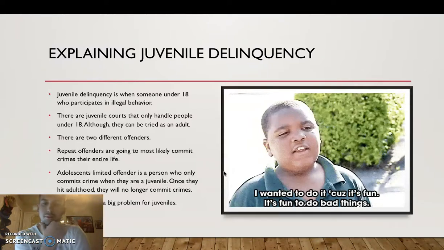There's two different types of offenders. There is repeat offenders, and then there's two names for the other, but this is the one I got. Adolescent limited offender is a person who commits a crime when they're a juvenile, but once they reach past 18, they don't really commit crimes anymore. And a big thing in juvenile delinquency is peer pressure. A lot of things are like with drugs or, hey man, let's just do this, do that, and they fall into peer pressure.